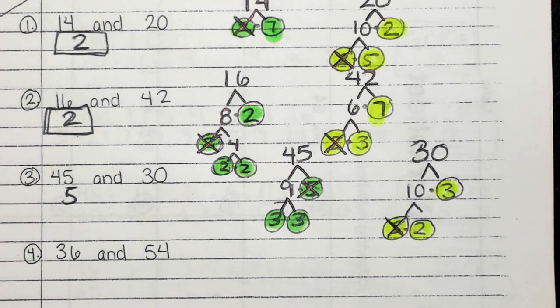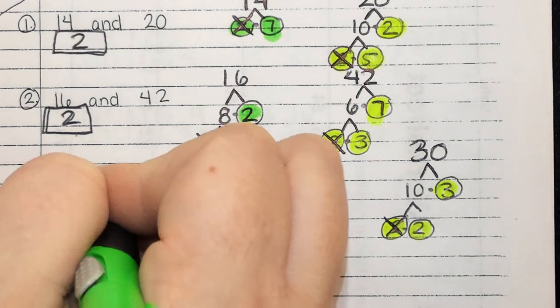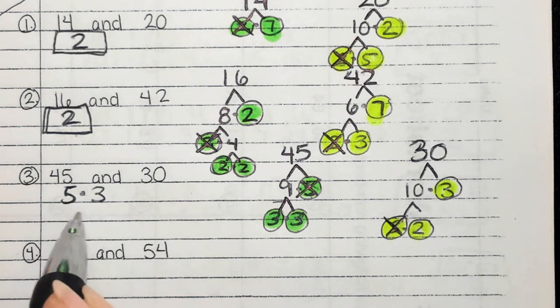Okay, now this one's a little different because they also have another number. What else do they both have here, Braden? 3. So I'm going to do times 3. Since I had another one, I'm going to multiply them together. So you see where I put times 3?